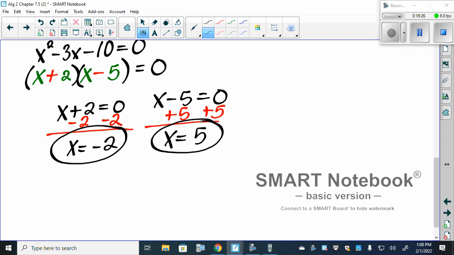Now we said the restrictions were what? I'm going to rewrite them down here so we can see them. Negative 1 and 1. Well, are either one of these our restrictions? Nope. So that means that negative 2 and 5 are both of the solutions for this here. Both of these values of x will work.